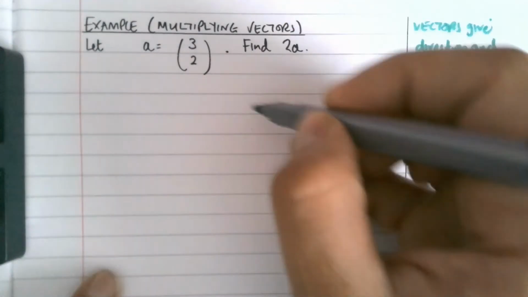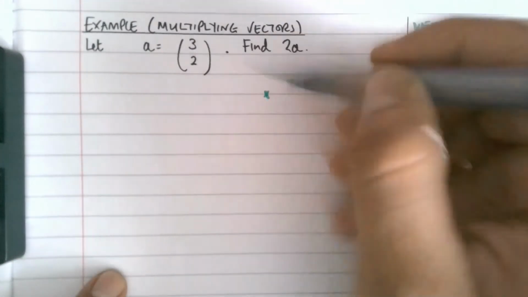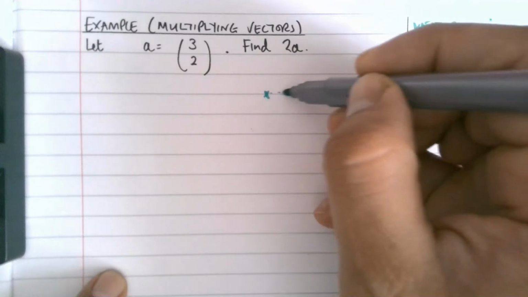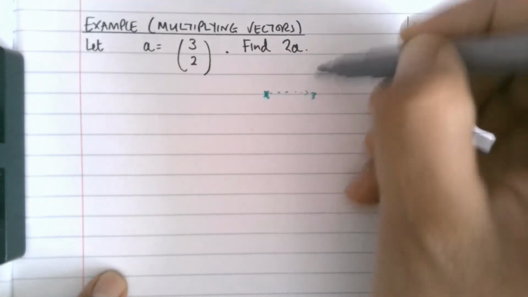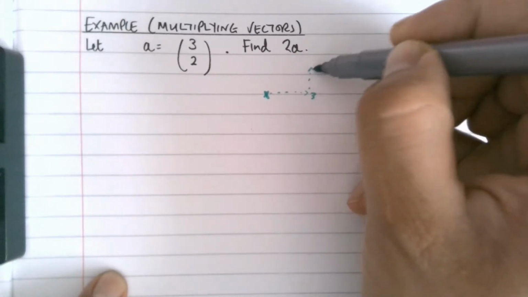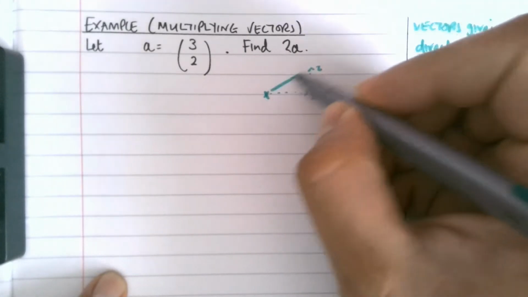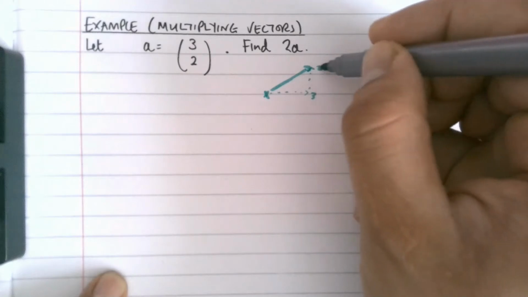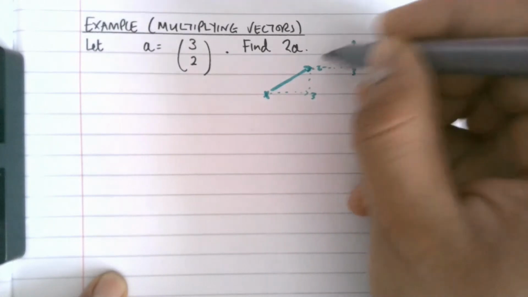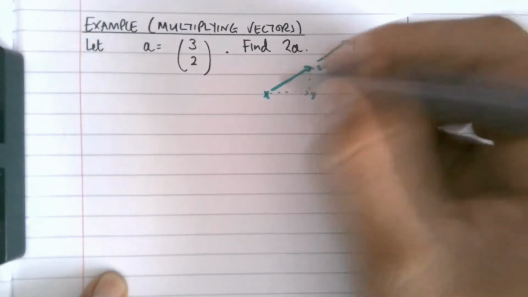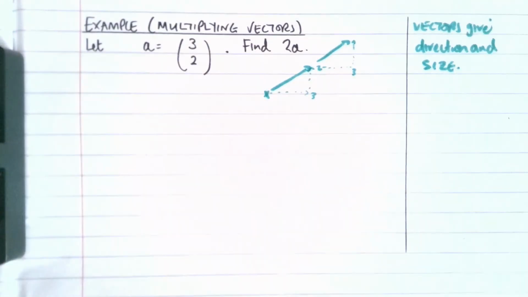So if we start at any point x, and that vector tells us that we're going 3 squares to the right and then 2 squares up, that diagonal line is then our vector. The angle is the direction and the length of it is the size. If we put 2 vector A together, then our line is going to be double the length, and that's essentially what we're looking for now.